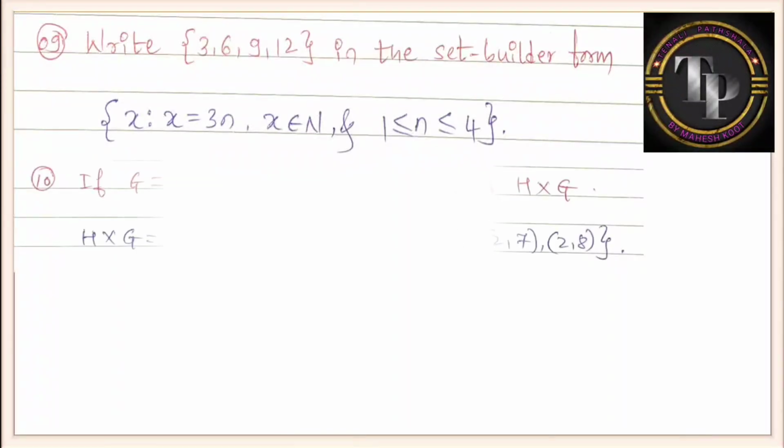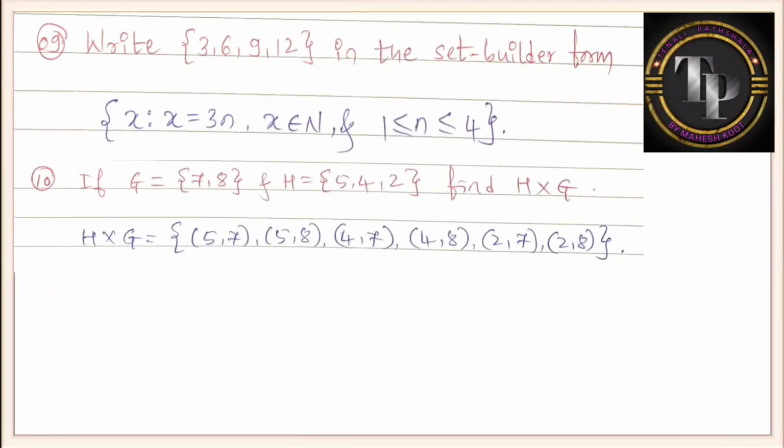If G is equal to {7, 8}, H is equal to {5, 4, 2}, find H cross G. What do you have to find? H cross G. I told you H cross G is nothing but ordered pairs of the first set element and second set element. What is the H? 5, 4, 2. What is the G? 7, 8 is there. So you have to write ordered pair (5, 7), ordered pair (5, 8). Next one, ordered pair (4, 7), ordered pair (4, 8). Next one, ordered pair (2, 7), ordered pair (2, 8). So these are the elements you are going to get in the cross.